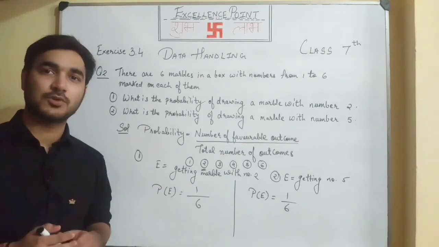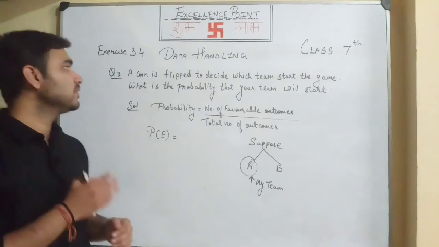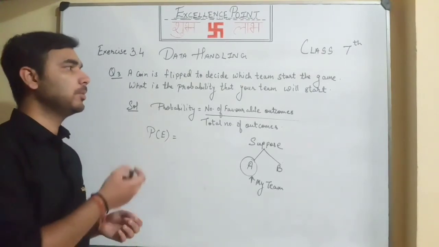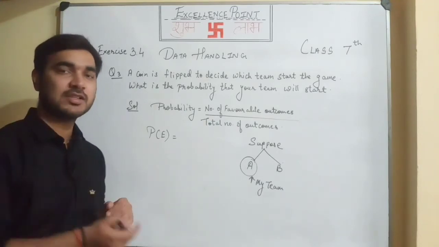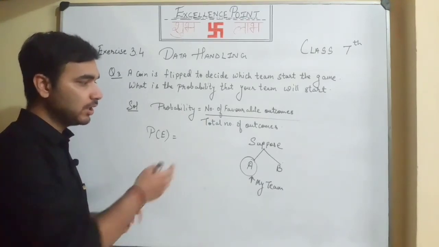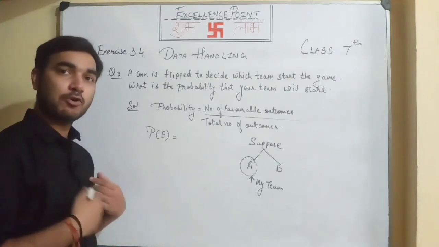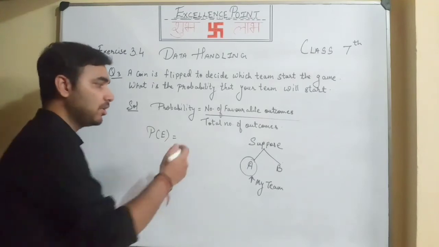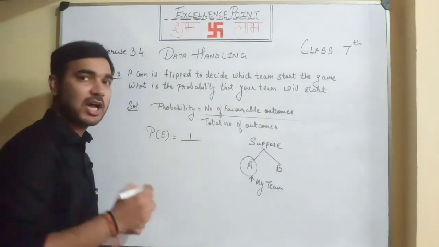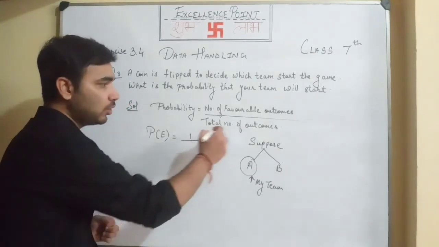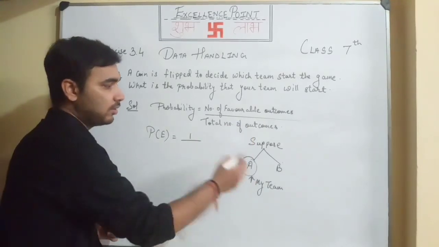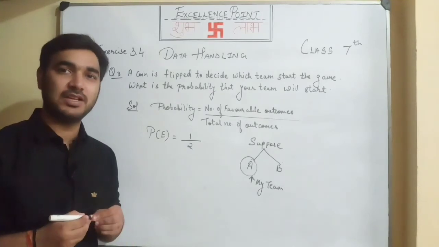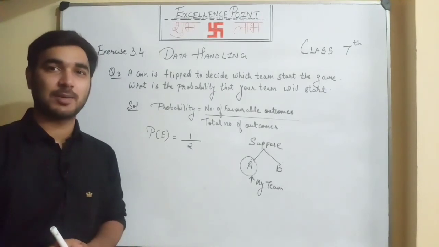Now the third and the last question. Students, in the last question, we have seen that a coin is flipped to decide which team will start the game. What is the probability that your team will start? I have considered here that we have two teams, first team A and team B. Suppose team A is my team. Now the number of favorable outcomes is only one because I have one team. The total number of outcomes is 2. So the total probability will be 1/2, and it's a very easy question, and we have finished with the chapter.